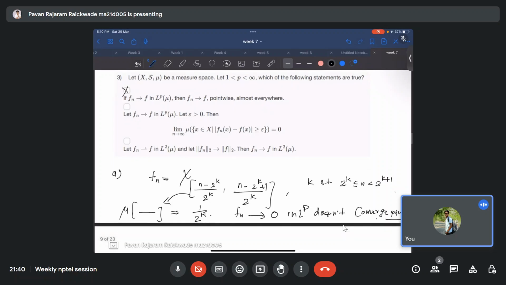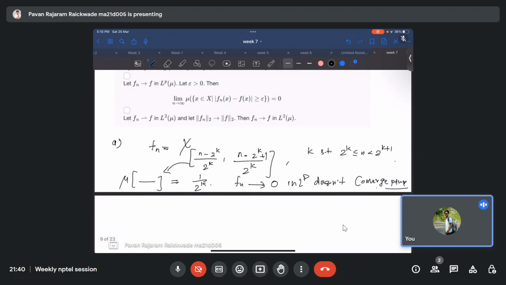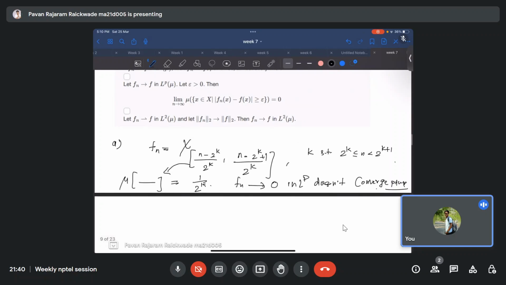Now the second option, Fn converges to F in LP. Let epsilon be positive, then the limit of the measure of this set is 0. Okay, we'll call this set A epsilon, the set of all x belonging to capital X such that modulus of Fn(x) minus F(x) is greater or equal to epsilon. Like maybe I hope this is for all large natural numbers, because then what's n?